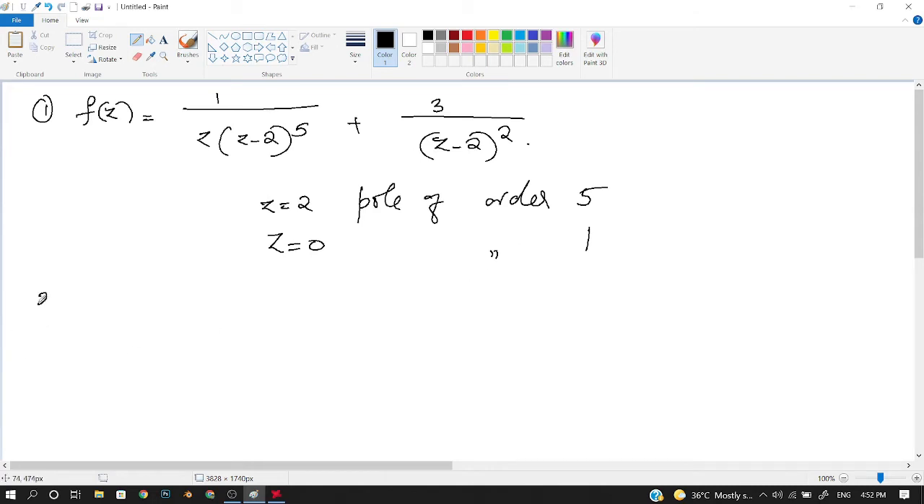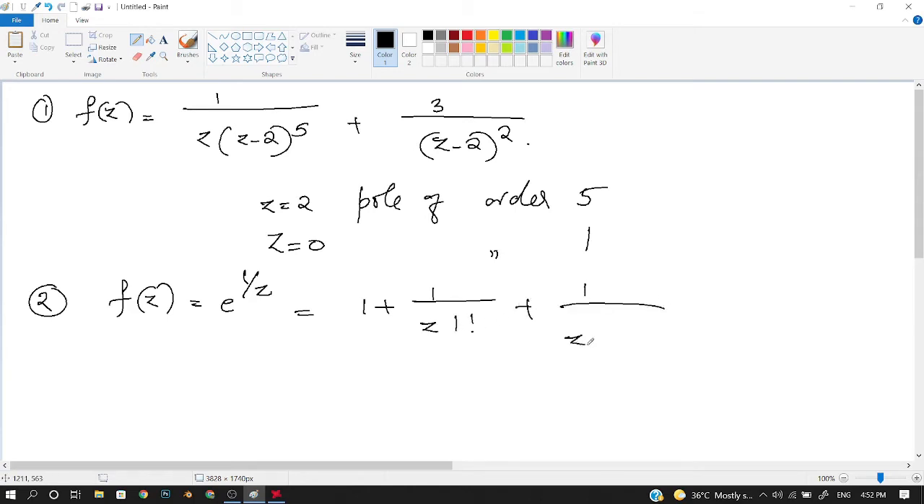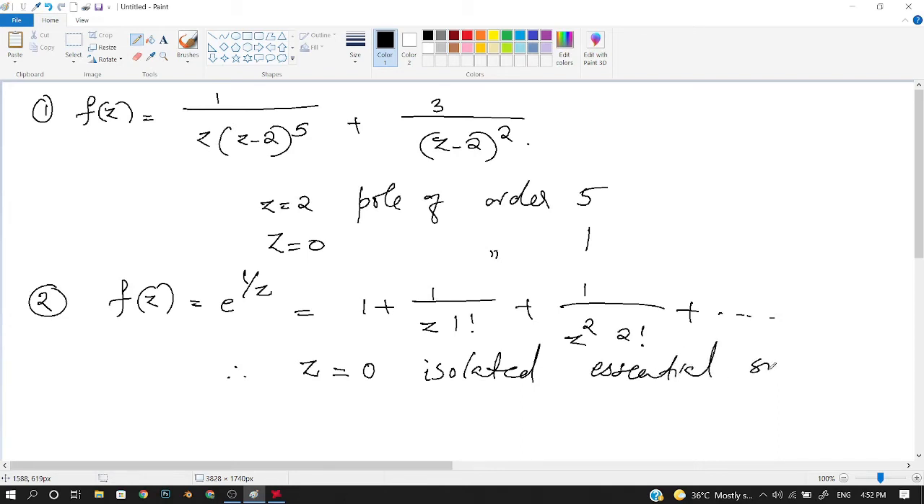Okay. Now another example. F of z is equal to e raised to 1 by z. Now you can expand this: 1 plus 1 by z into 1 factorial plus 1 by z square into 2 factorial plus etc. Now here you can see that the principal part contains infinitely many terms. Principal part means the negative powers of z. Okay, so there are infinitely many terms in the principal part. So we can say z equal to 0 is an isolated essential singularity.